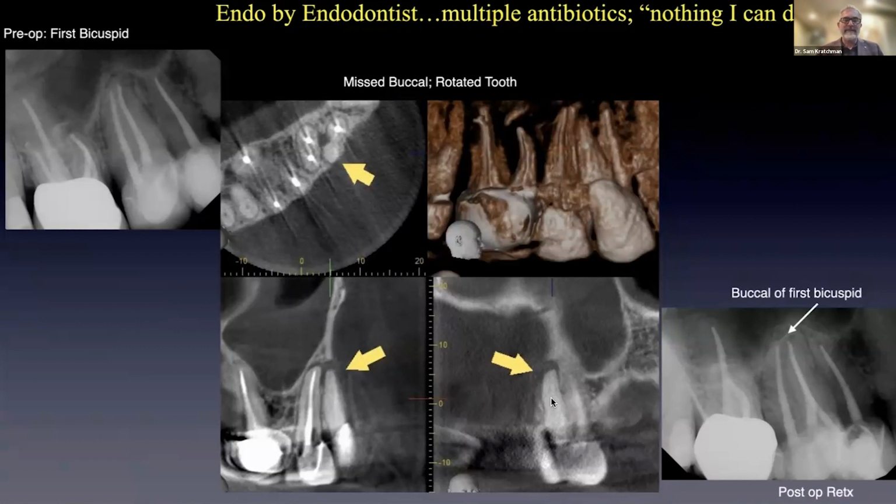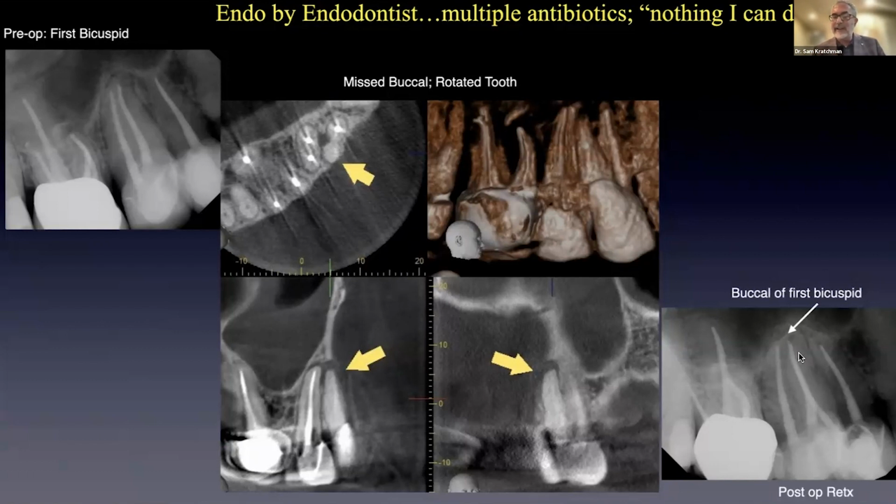Unfortunately, my friend didn't think, well, let me try retreating it. You cannot have an ego. If something's not working for your patient, I don't care if I have to redo my own work. I do it for free, right? If there's a problem. Now, yes, this tooth is tricky. It's rotated here, and that's what I'm sure confused him. But in 2 seconds, I could see the problem. And the patient was on 2 or 3 different regimens of antibiotics, kept on swelling and having problems.